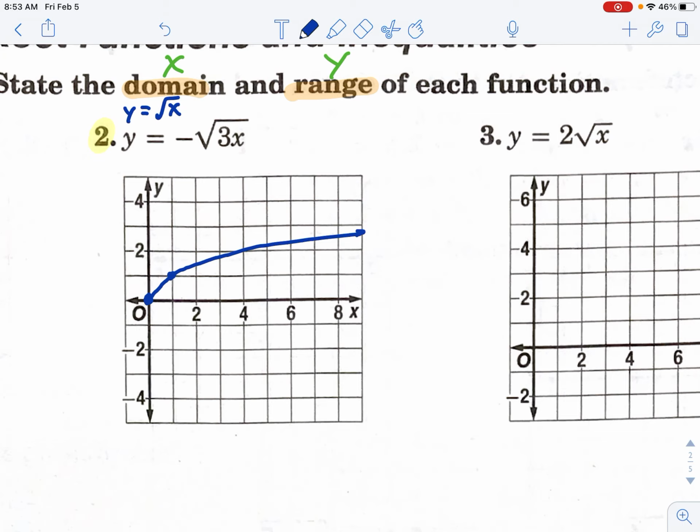Why does it go through 1, 1? Because if you look at y equals the square root of x, I'm sorry, I don't want to use y and x.